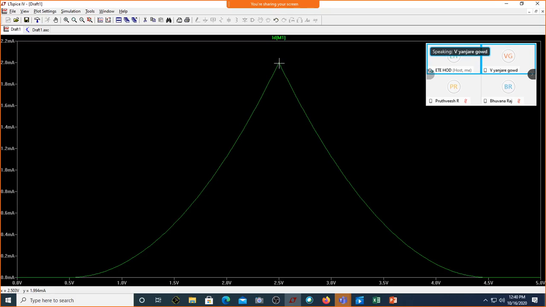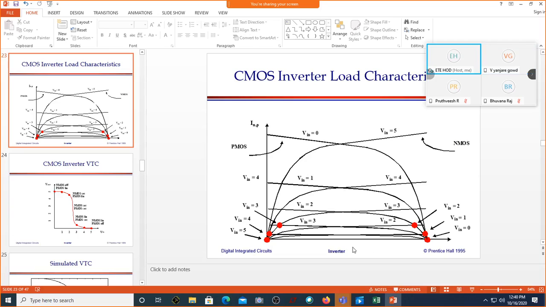At the peak, both are in saturation. Here, this is the peak. This is half of the input voltage, around 2.5. Can you see both of them are in saturation condition? Can you see these curves are meeting each other? Yes, sir. So this is 2.5.